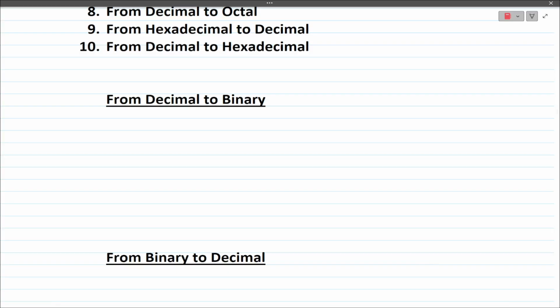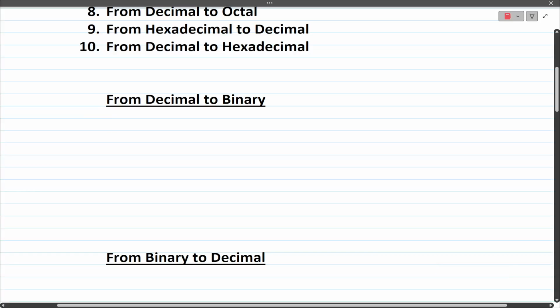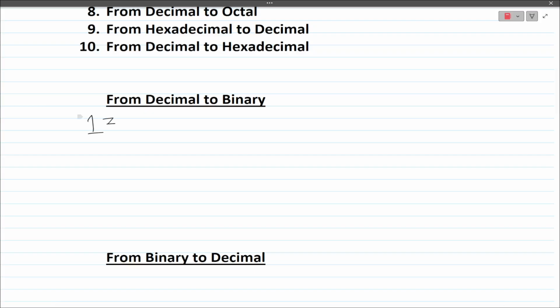So let's say the number that I want to take is 13.62. Suppose this is my decimal number and I want to convert it to binary. When numbers were not fractional, I have already explained in my previous videos. You can watch them first, then you can come to this video. So how to convert 13? We know how to convert 13 to binary.